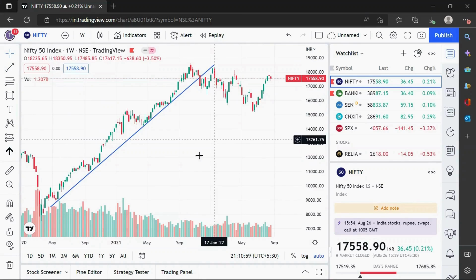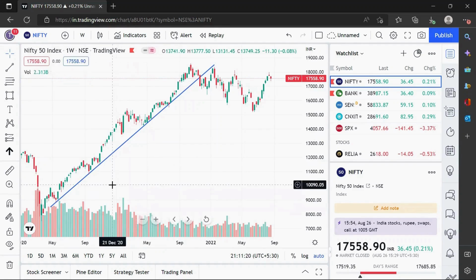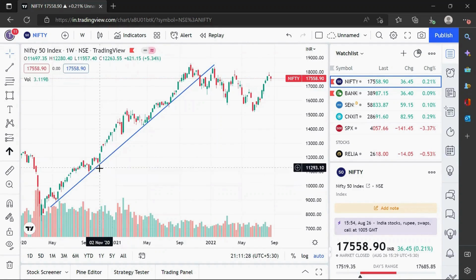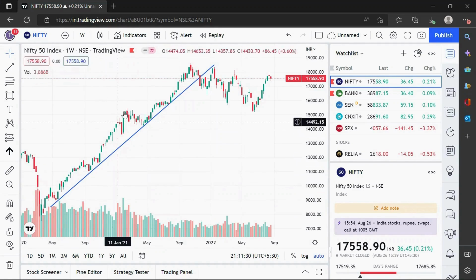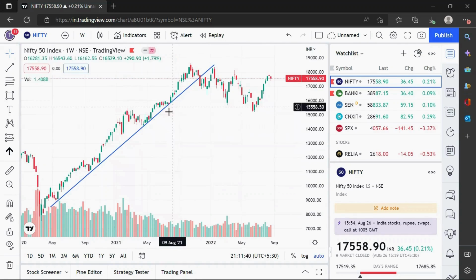As you can see, Nifty had frequently taken support on this trend line, and whenever it takes support on the trend line, I can look for a buying opportunity. You can see Nifty had taken support over here and from there showed a very good bullish move. Also around here as well as over here, Nifty was taking continuous support on this trend line.